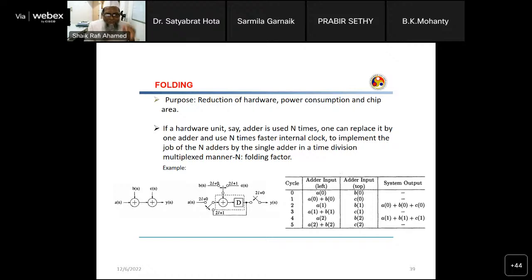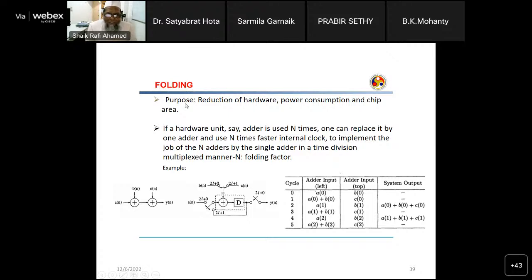Unfolding is actually where we have a single block, and I have a replication of the blocks, so that I will process more samples, thereby increasing the throughput. This will be required for high speed applications such as 5G. Whereas in applications like, as I have told, biomedical, I don't need such high speeds. What is required there is less area, less power. So in that case we will use folding. Folding is the reverse process to unfolding.